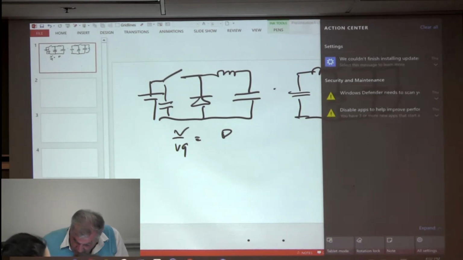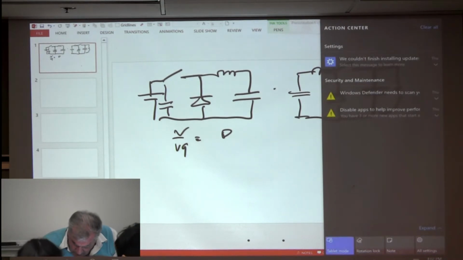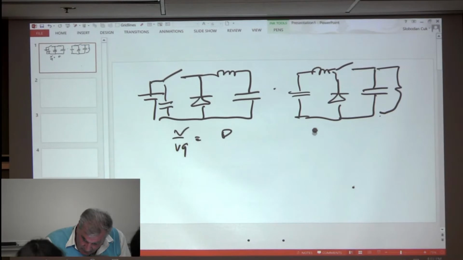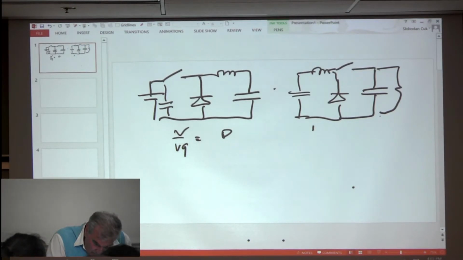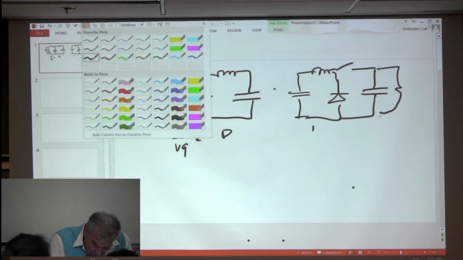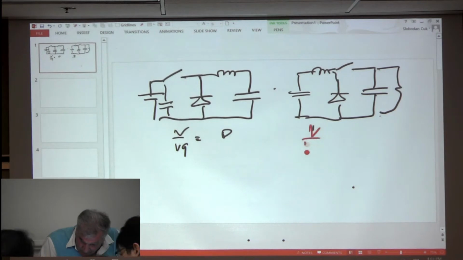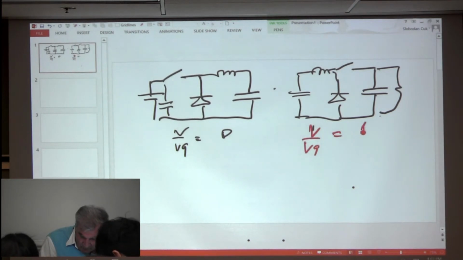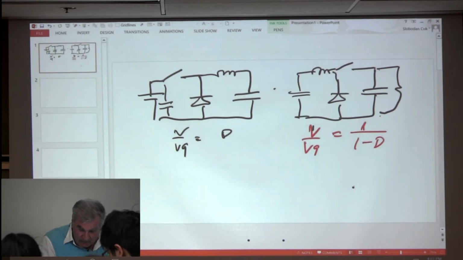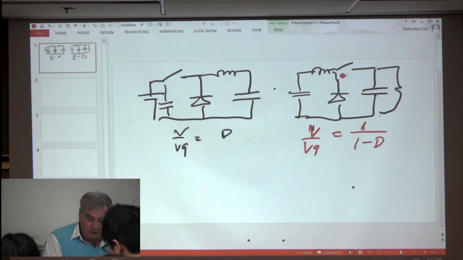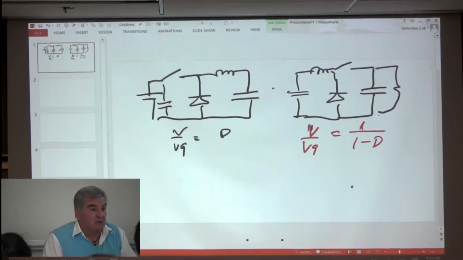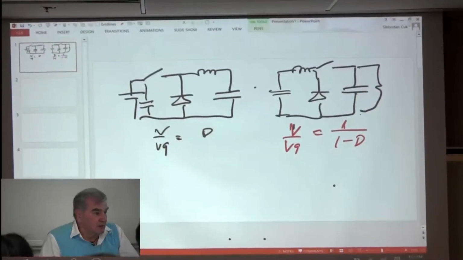V over VG here is 1 over 1 minus D, because we really like to refer the duty ratio with respect to the active switch. So there was a D to 1 minus D change, that's all.